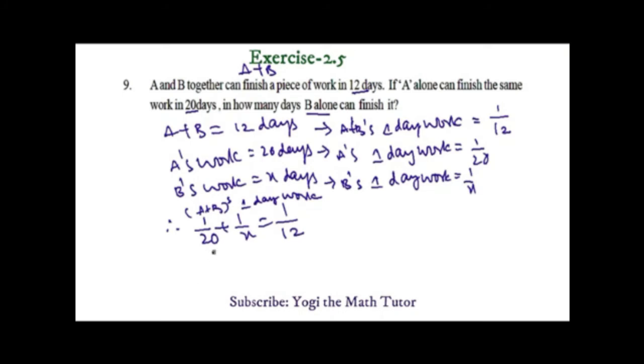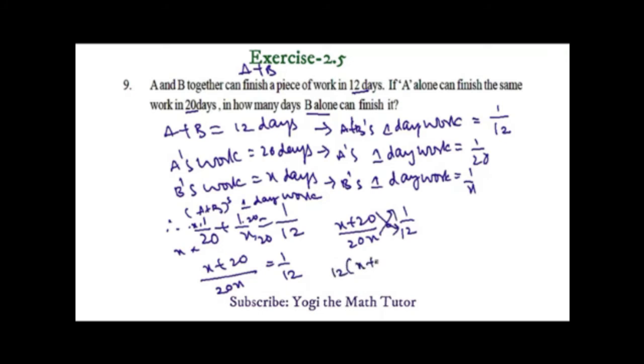Now take the LCM of this denominator. 20 into x we are getting 20x, then multiply with x, that is x, plus multiply the numerator with 20, that is 20, which is equal to 1 by 12. Then x plus 20 by 20x is equal to 1 by 12. Then take the cross product, you will get 12 into x plus 20 equal to 20x into 1. So 12x plus 12 into 20, that is 240, equal to 20x.